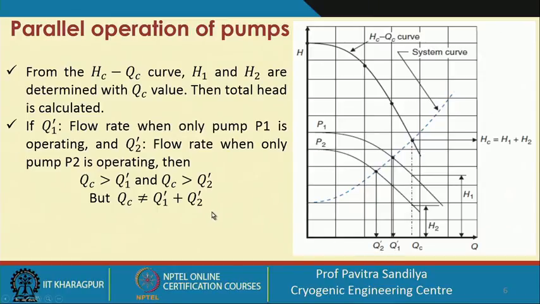So, we have to figure out that in practice, when these two pumps are in action together, whatever Q1 and Q2 are generated will be equal to QC, and not what they generate when acting individually. We cannot just sum those Q1, Q2 to find out the QC values. So, this we have to take care of.